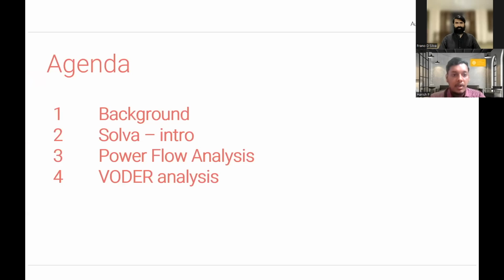We have a few items on the agenda for today. First, we will give you some background information on renewable energy. Then we will introduce you to the Solva tool. After that, we will talk about power flow analysis, and finally, we will touch upon the VODER analysis part. So by that, we mean value of distributed energy resources. Next slide, please.